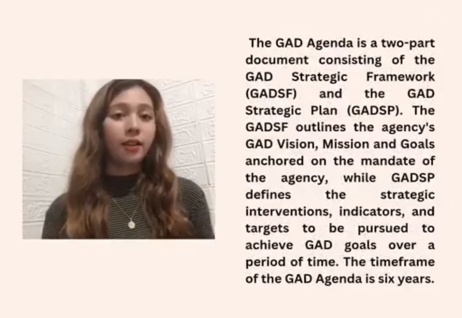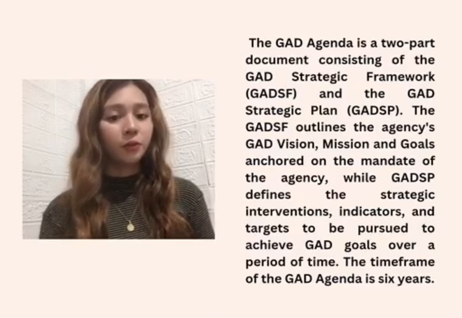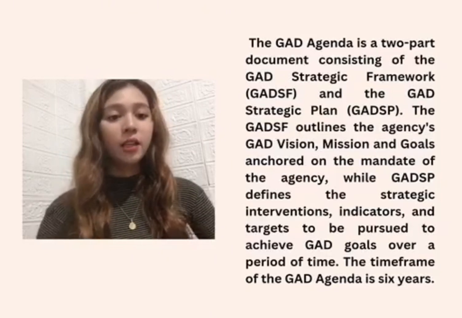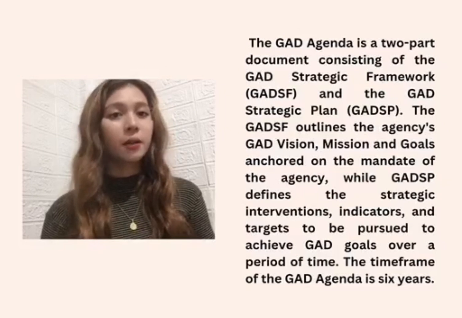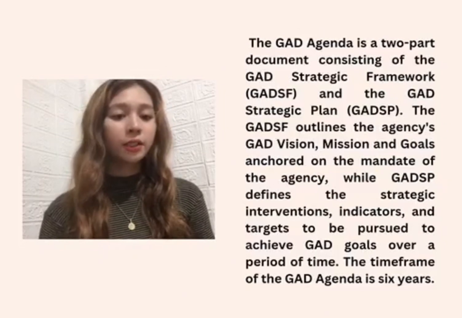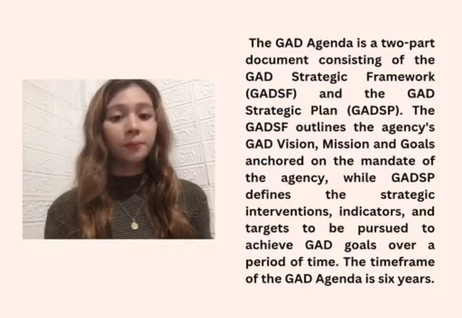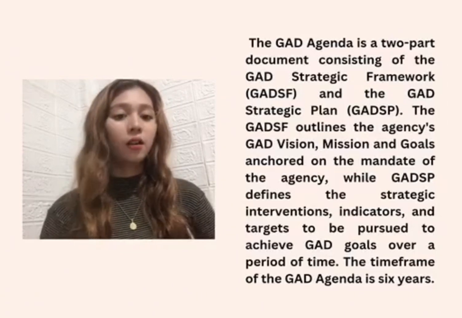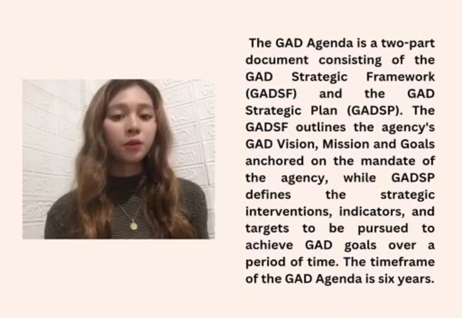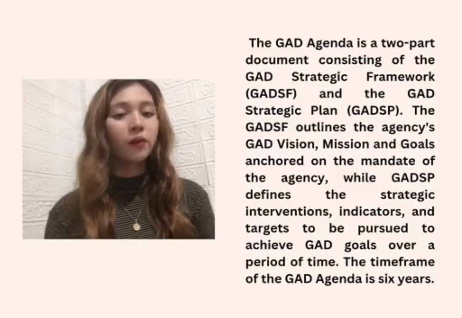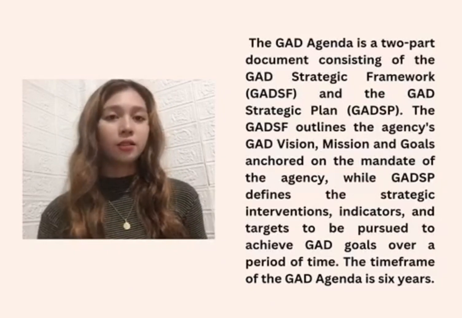The GAD agenda is a two-part document consisting of the GAD strategic framework and the GAD strategic plan. So the GAD strategic framework outlines the agency's GAD vision, mission, and goals anchored on the mandate of the agency, while the GAD strategic plan defines the strategic interventions, indicators, and targets to be pursued to achieve GAD goals over a period of time. The time frame of the GAD agenda is 6 years.